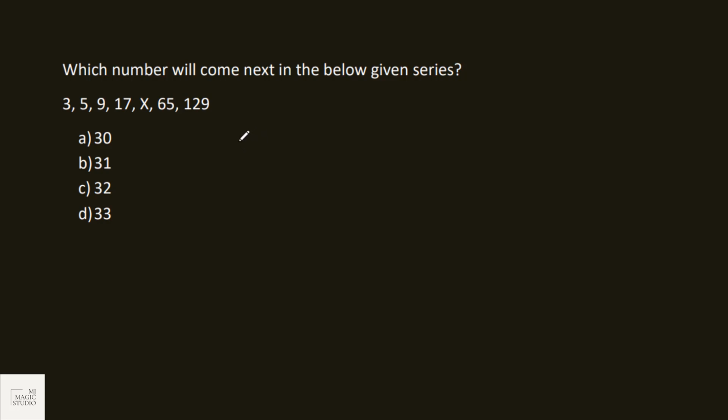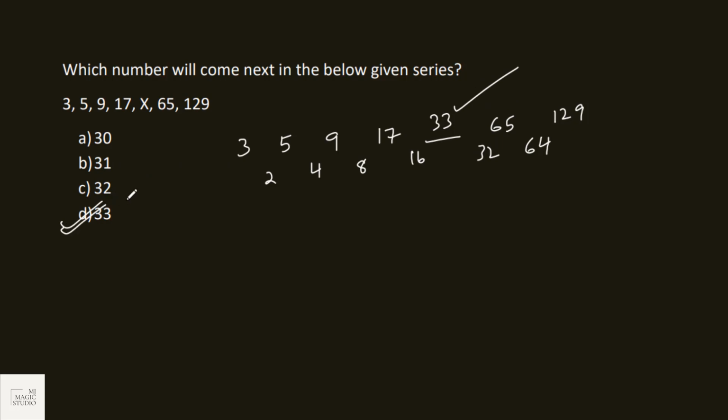Which number will come next? Again, 3, 5, 9. Okay, difference 2, 4. Then we have 17. This is 8. Then 65, 129. This is 64. Okay, these seem to be the powers of 2. 2, 4, 8, 16, 32, 64. Let us match it. 17 plus 16 is 33 and 33 plus 32 is 65. Bingo. It should go with 33. Option D.